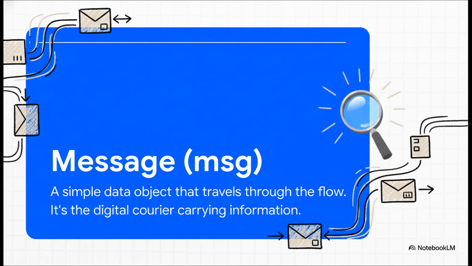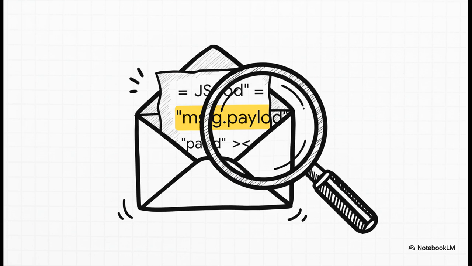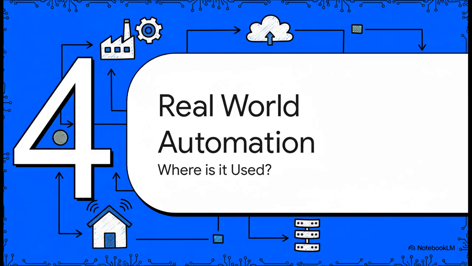Okay, but how does the actual information get from one block to the next? That's where the message object comes in. Everyone just calls it message, or msg. Think of it like a little digital courier carrying a package of data along the wires you drew from one node to the next. And the best part is, what's inside that package isn't complicated at all. It's just a simple data format called JSON. The most important part is usually something called msg.payload. That's where the real data lives, you know, the temperature reading or whatever. It's all designed to be super straightforward. Pretty simple, right? All right, that's enough theory.